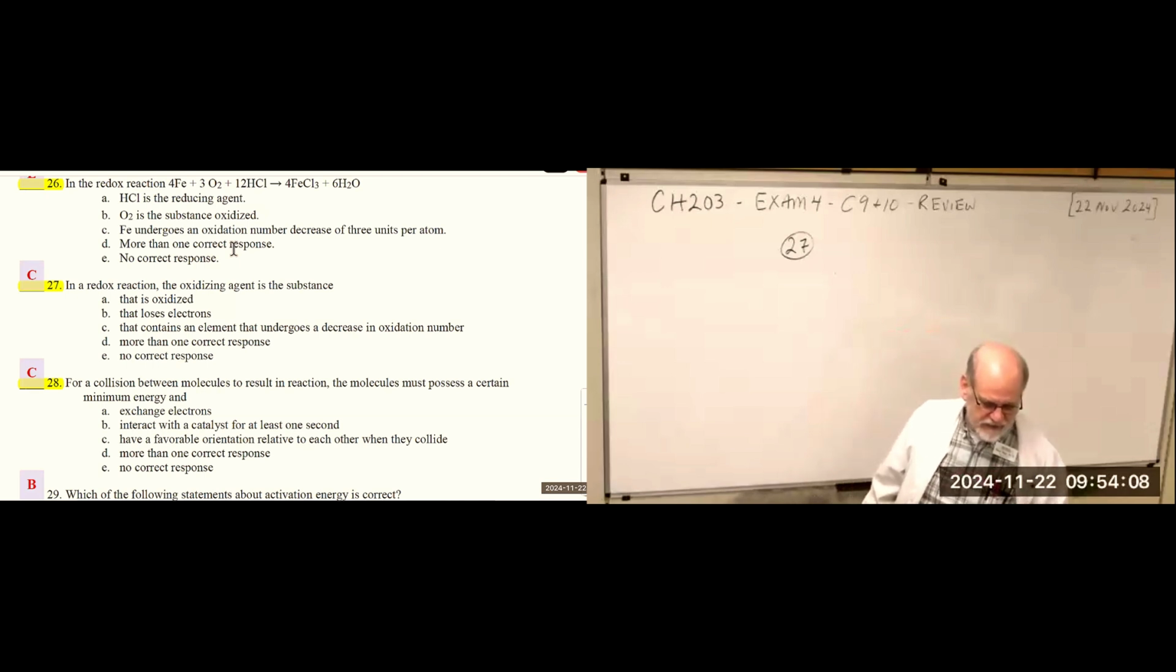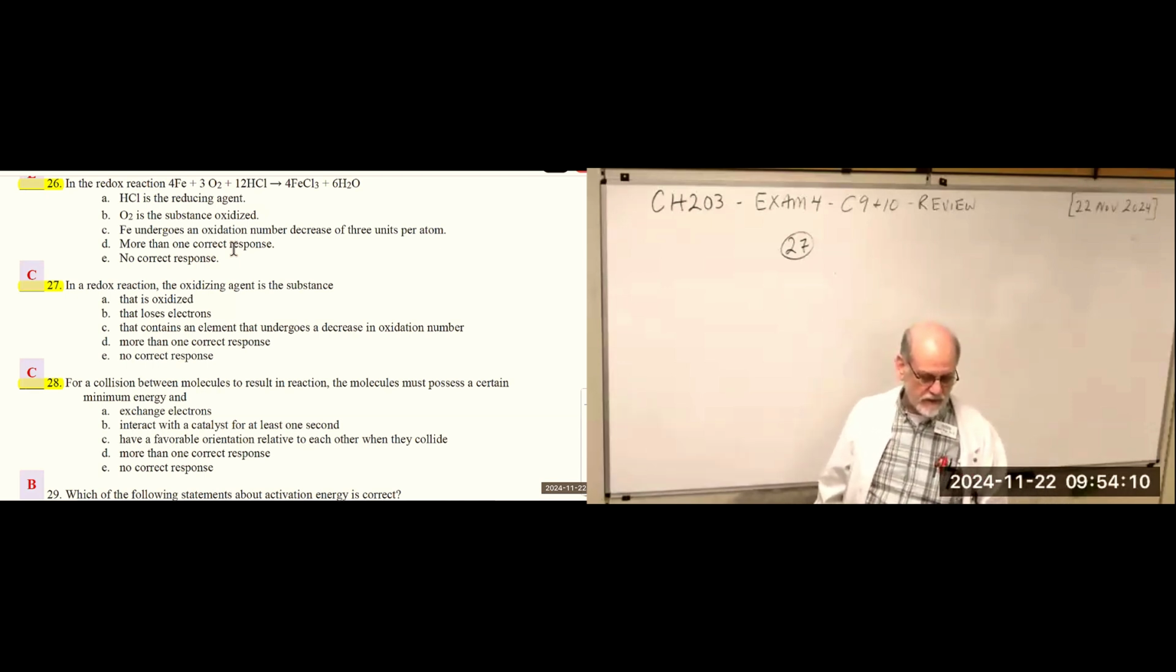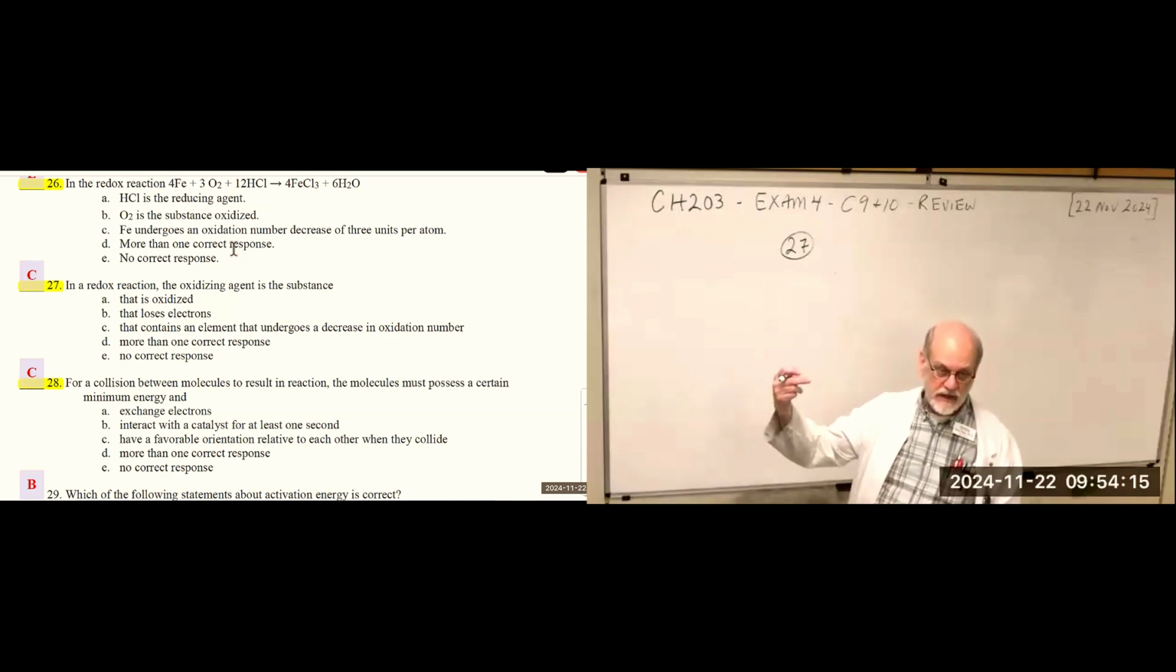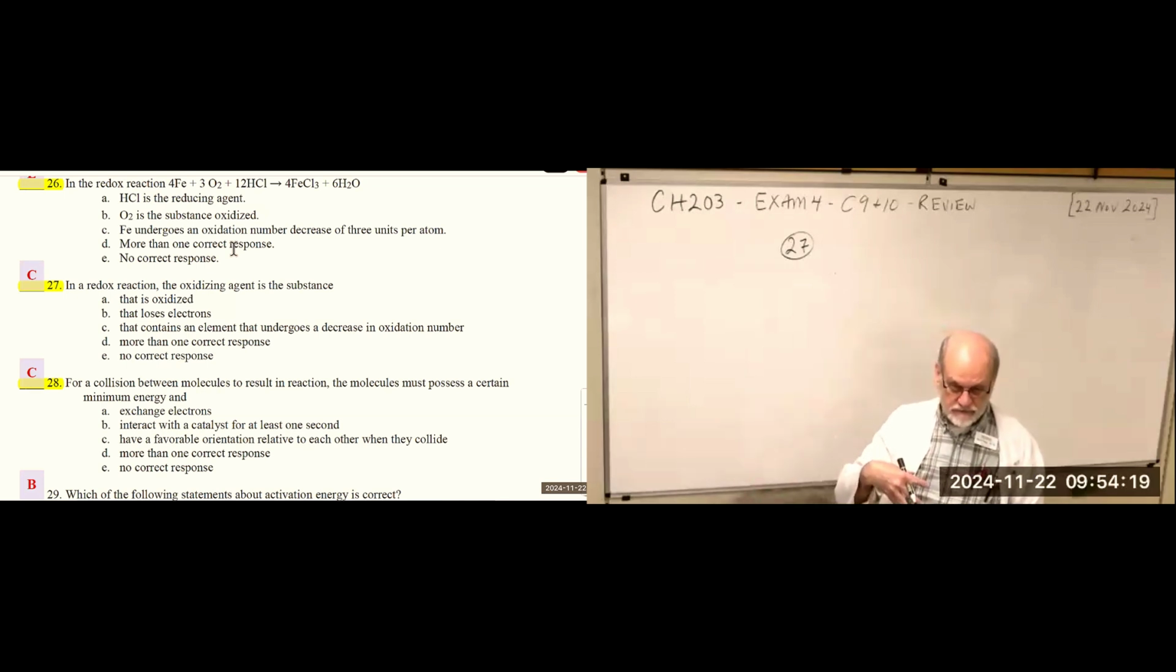C, that contains an element that undergoes a decrease in oxidation number. Yes, if it causes the oxidation, it has to be reduced. So its oxidation number must decrease. It has to add electrons. It has to add those negatives. That's the same idea as decrease. So C is the correct answer.